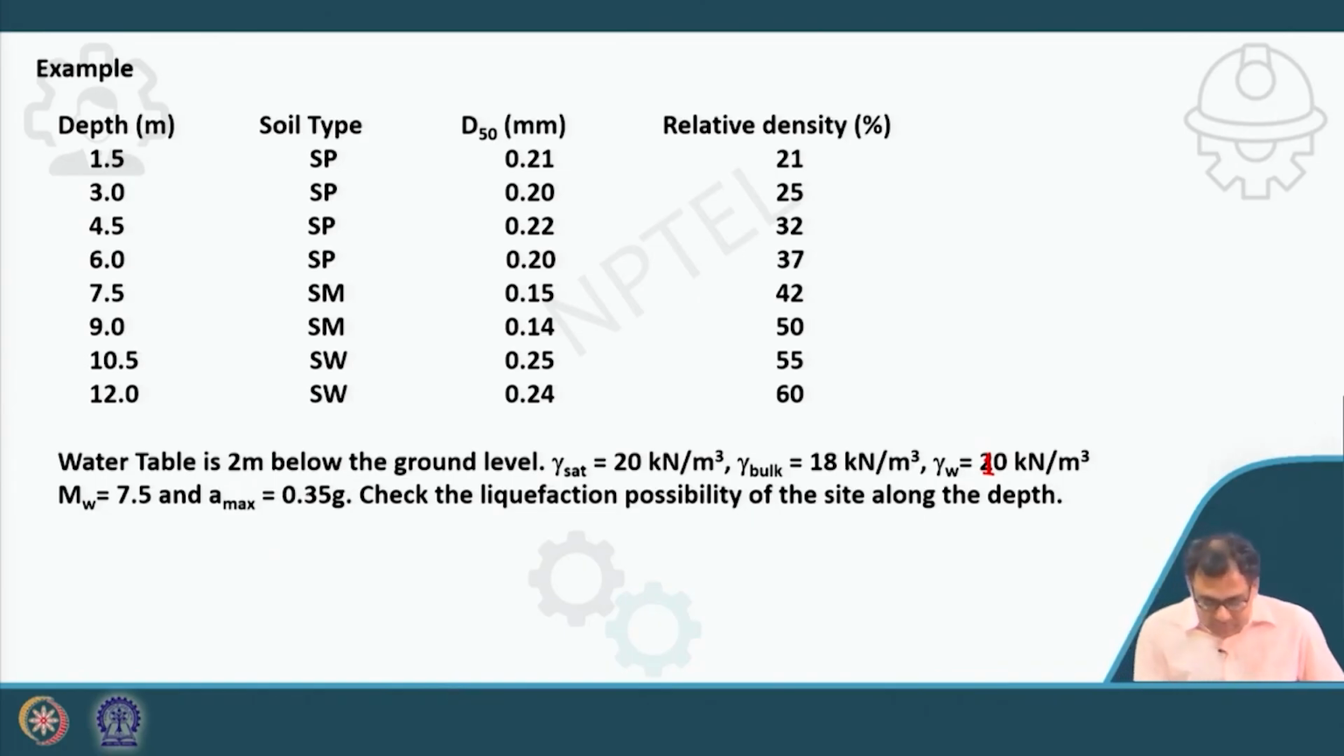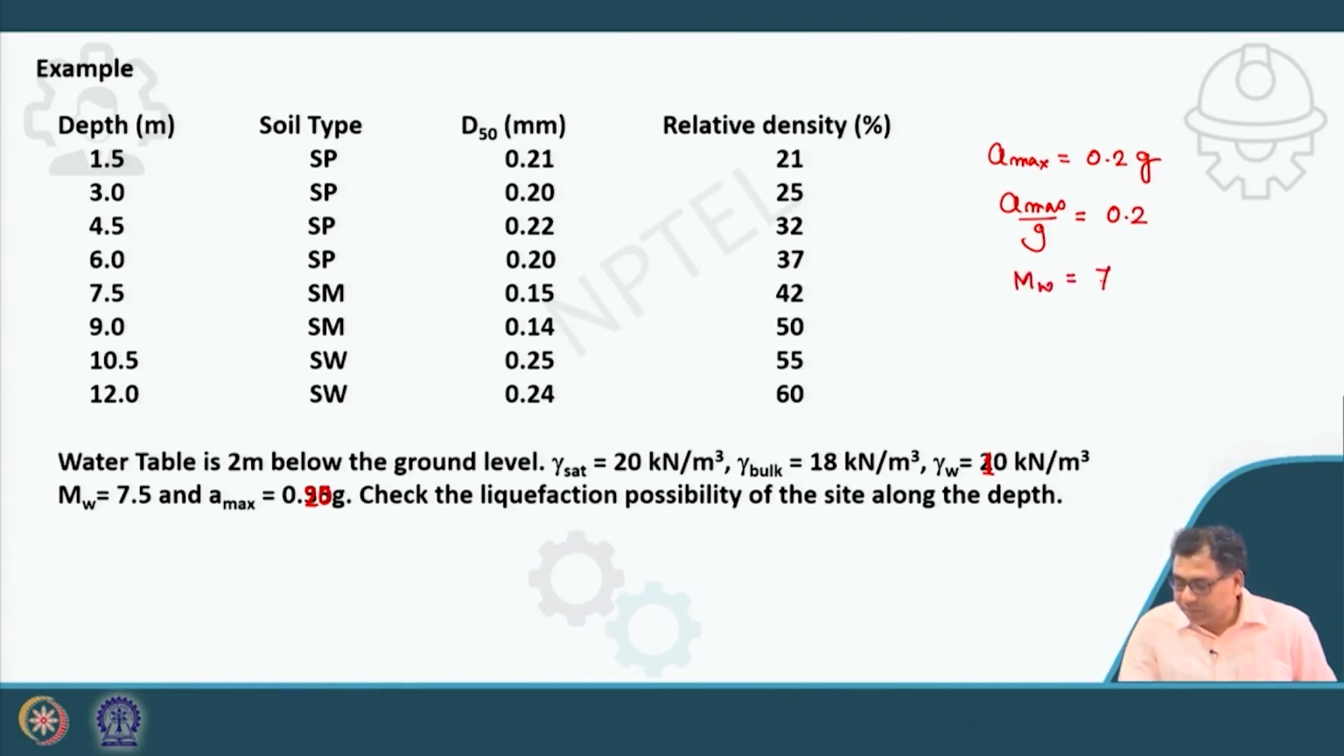And Amax is given, this is 0.2 G. Amax by G is equal to 0.2, with the magnitude of the earthquake being 7.5. In the previous lecture also we discussed the magnitude. Those magnitudes are all moment magnitude. Okay, so this is 0.2 G and this is 10 kilonewton per meter cube.